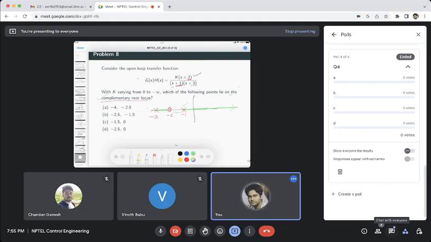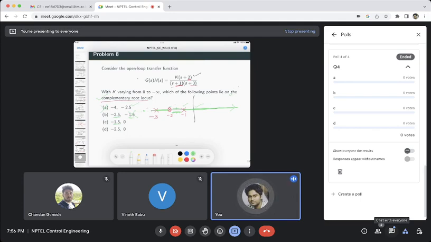Then what point can lie on the root locus? Minus 4 means this point, so it cannot lie. And minus 2.5 means this, so it can lie. But it is wrong. Then again minus 1.5 will be a point somewhere between these, it cannot lie. 0, okay, it is lying. Minus 1.5 will be some point between this, so it is lying.